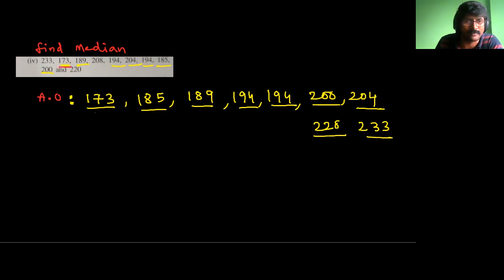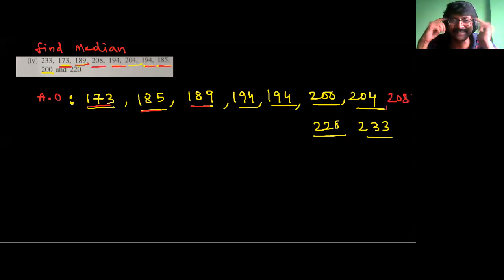Okay, 173 we are done. Then after 173, 185 we are done. 189 done. Then 194 two times. 194, 194. Okay, 208 is missing. Did you notice? Yeah, 208 I have not written. So we're going to write down 208. Are you understanding how easy it is? Whenever you write and underline something and then you leave the space, then it's very simple to get that.